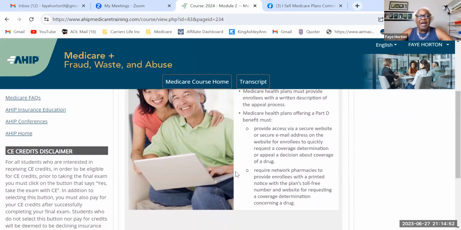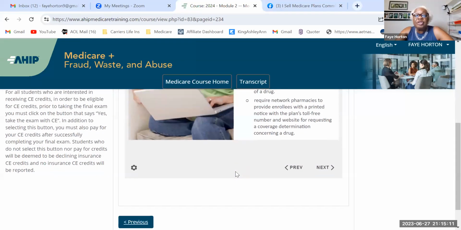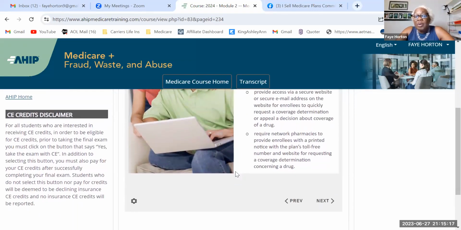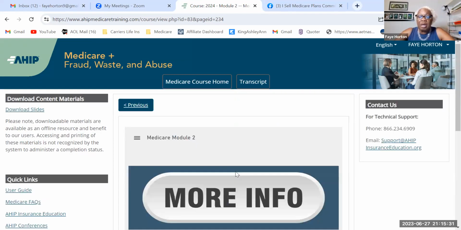Medicare health plans must provide enrollees with a written description of the appeal process. Medicare health plans offering a Part D benefit must provide access via a secure website or secure email address on the website for enrollees to quickly request a coverage determination. The plan must also require network pharmacies to provide enrollees with a printed notice of the plan's toll-free number and website for requesting a coverage determination concerning a drug.